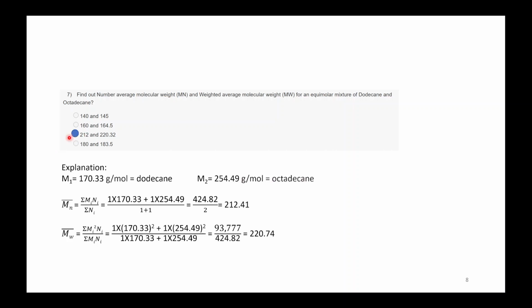Answer. So we can solve this by saying that firstly we need to find out the molecular weights of both of these, dodecane and octadecane, which are 170 and 254. So firstly, number average molecular weight: we multiply Mi, the molecular weight, and Ni, the number of moles. So the number of moles of a particular unit, we need to multiply with its molecular weight.